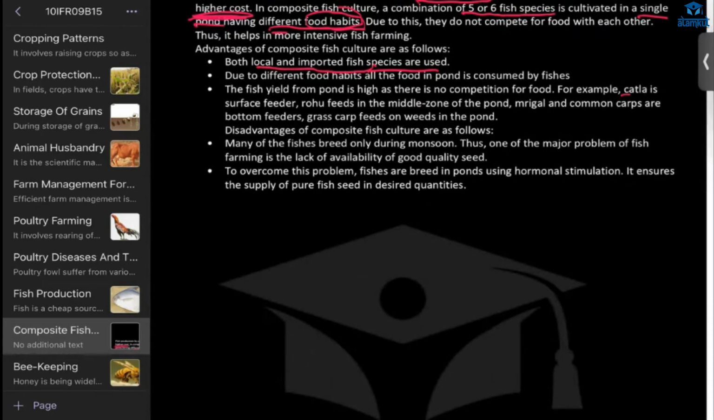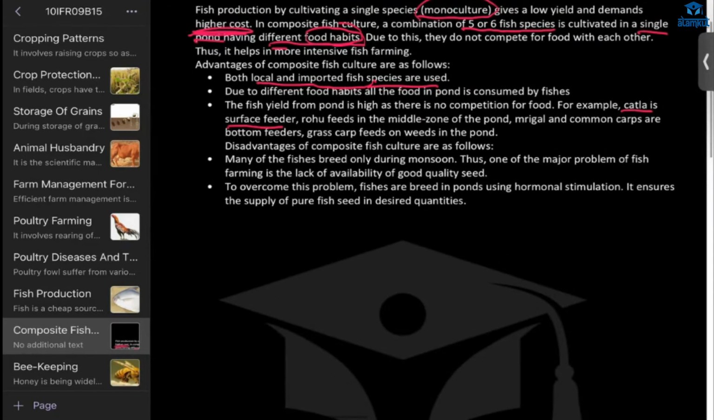See, the katla, right? It is a surface feeder. It will feed on the surface. Okay, and rohu feeds on the middle zone. Then mrigal and common carp, they will feed on the bottom. And grass carp, what will they feed on? They will feed on the weed of the pond.